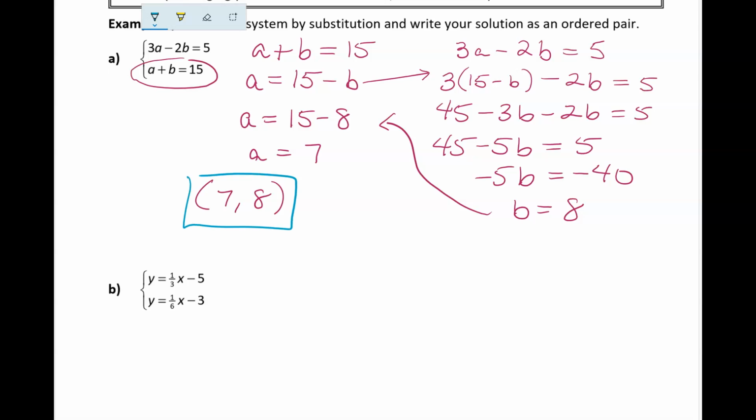And let's just check the results. Using that first equation, 3 times a, so that'd be 3 times 7, is 21, minus 2 times b, which would be 2 times 8, is 16. So 21 minus 16 is 5. Check. Using the second equation, a plus b is equal to 15, 7 plus 8 is equal to 15, check. So it's important that you realize that you can check your solution so you know whether your answer is right.